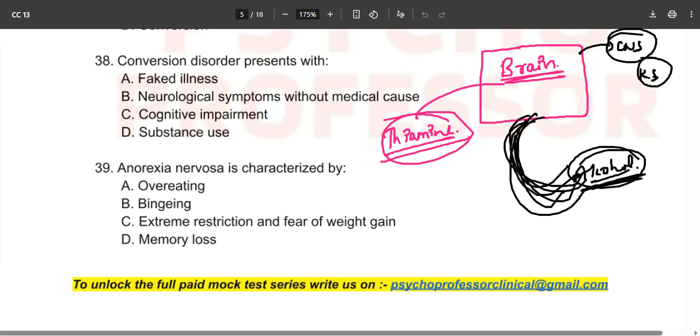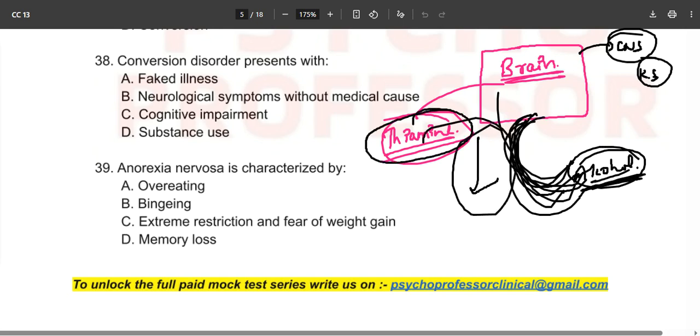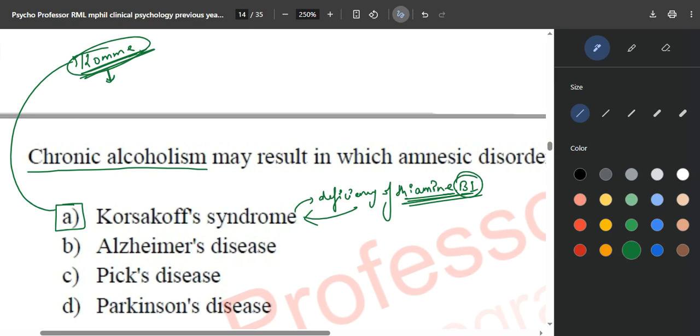You will drink, and then suddenly thiamine will drop down and you will be covered with Korsakoff syndrome. Okay, so Korsakoff syndrome is the correct answer over here, and it has been repeated in every MPhil exam, and most of the time this is the only answer. I don't know why, but they want to ask only about Korsakoff. There are so many syndromes, but they are asking again and again.